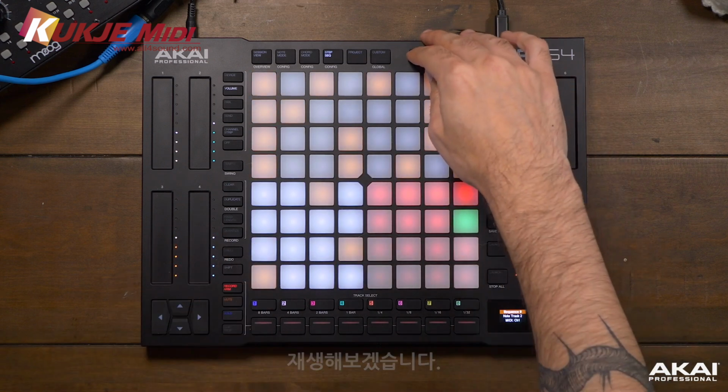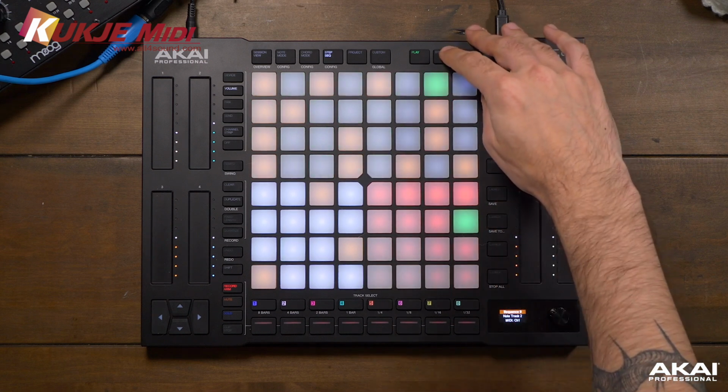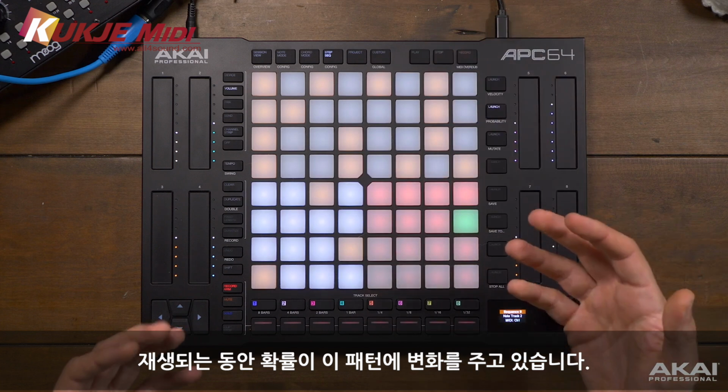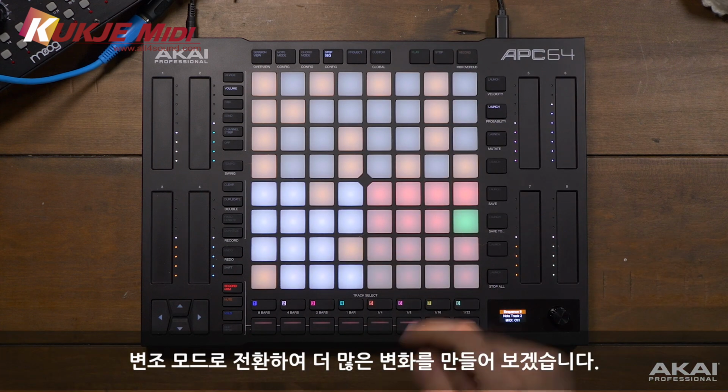Let's play that back. So as it plays through, the probability is creating some variation in this pattern. But let's create even more variation by switching over to our mutate mode.